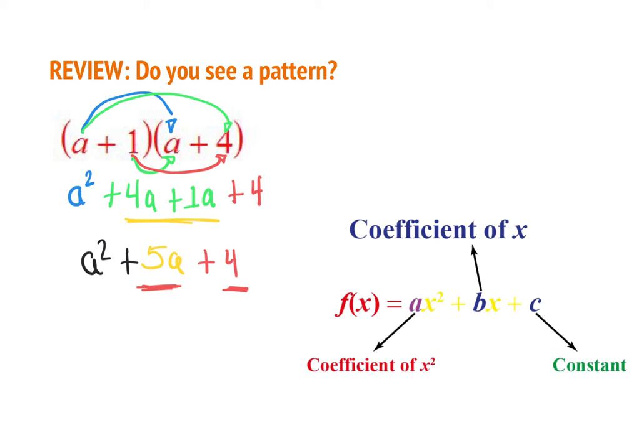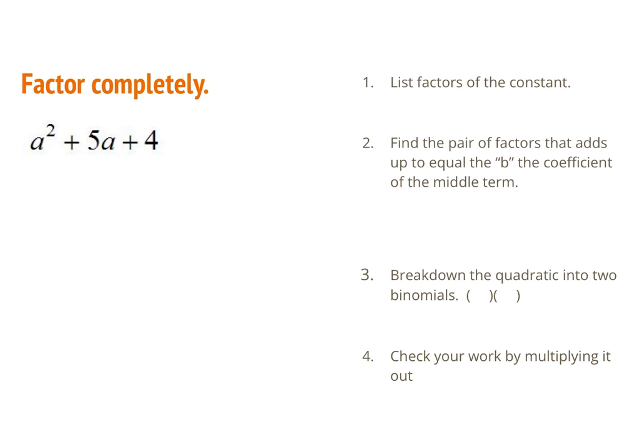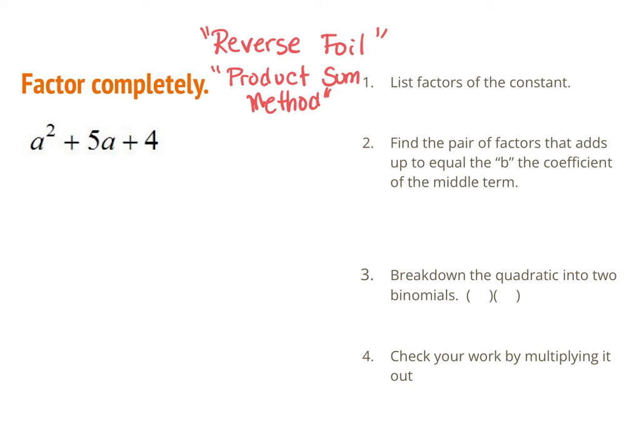It's also important to recall that the coefficients are the numbers in front of the variable. The beginning one is represented as an a, and it is called the leading coefficient. So here we're going to see how to do reverse FOIL or the product and sum method. Two different names for the same thing.